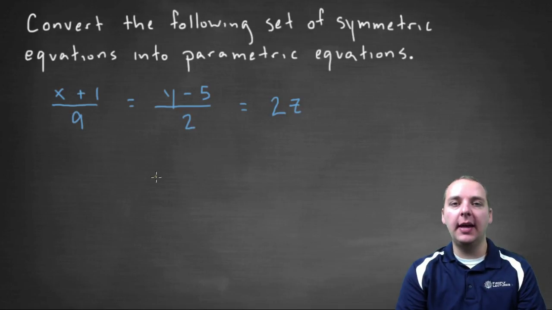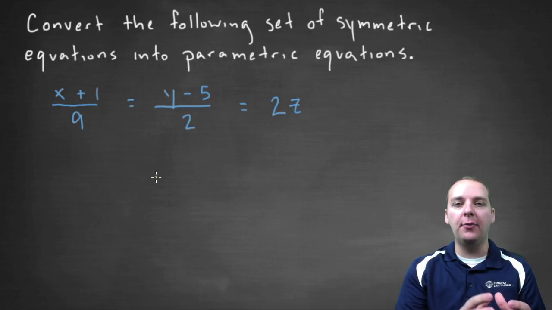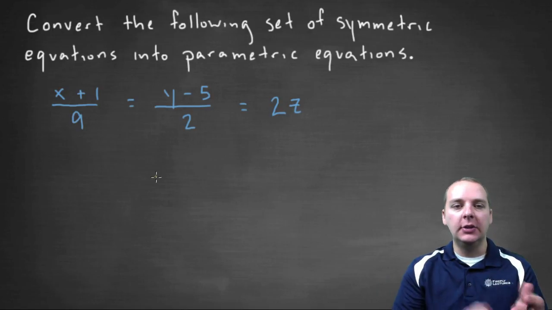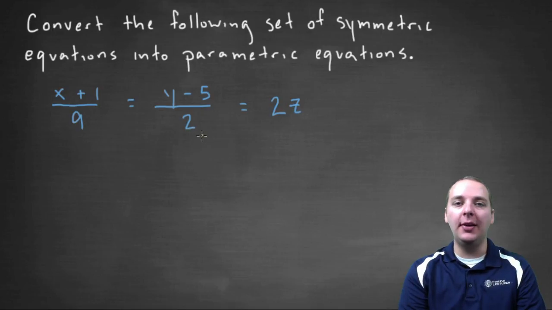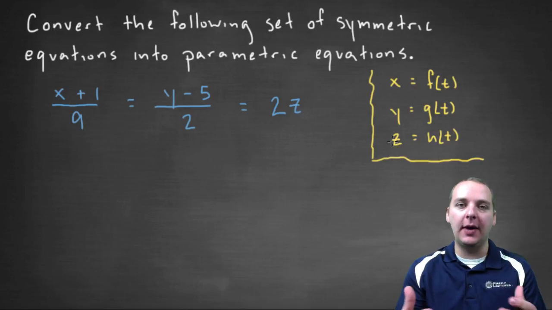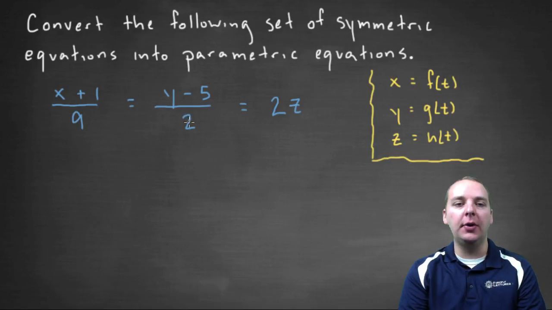In this exercise, we're being asked to convert a set of symmetric equations back into a set of parametric equations, and this represents a line in three-dimensional space. So if you look here in blue, you'll notice that these equations don't depend on a parameter t, but in parametric form, you'll have the x, the y, and the z independently defined in terms of a parameter. So what we have to do is somehow introduce a parameter and write the x and the y and the z independently from one another.